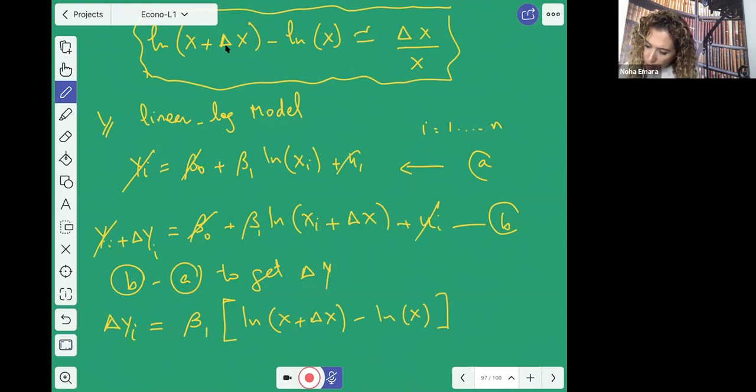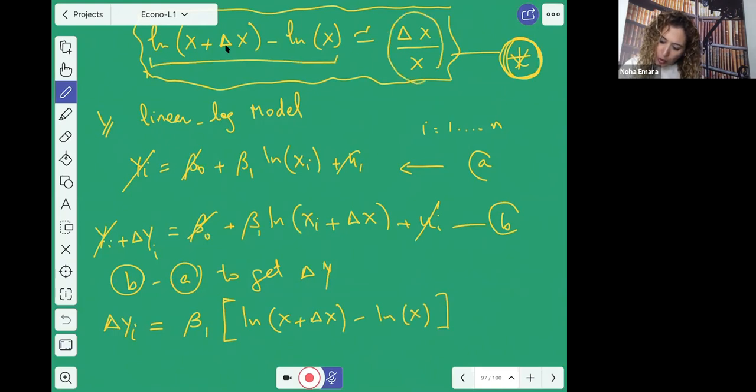And based on what I know, I'm going to call this star, because this is an important equation or formula that we will use. Based on that, anytime I see this term, I can remove it and plug in this term. So I can say the change in yi is equal to beta 1 times the change in x over x, based on equation star.